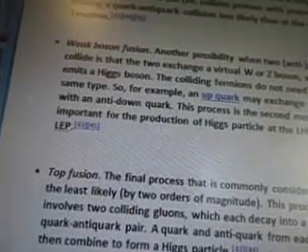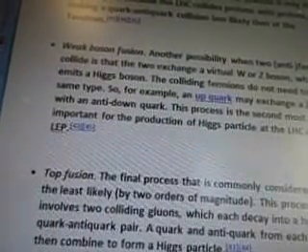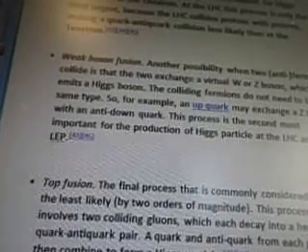The weak boson fusion: another possibility when two fermions collide is that the two exchange a virtual W or Z boson, which emits a Higgs boson. The colliding fermions do not need to be the same type. So, for example, an up quark may exchange a Z boson with an anti-down quark. This process is the second most important for the production of Higgs particles at the LHC and LEP.